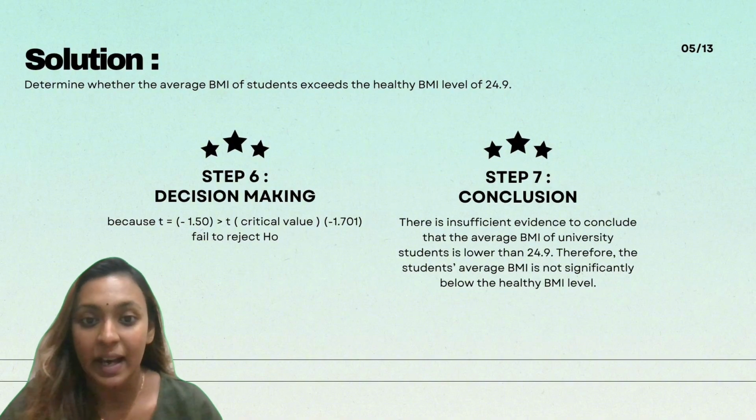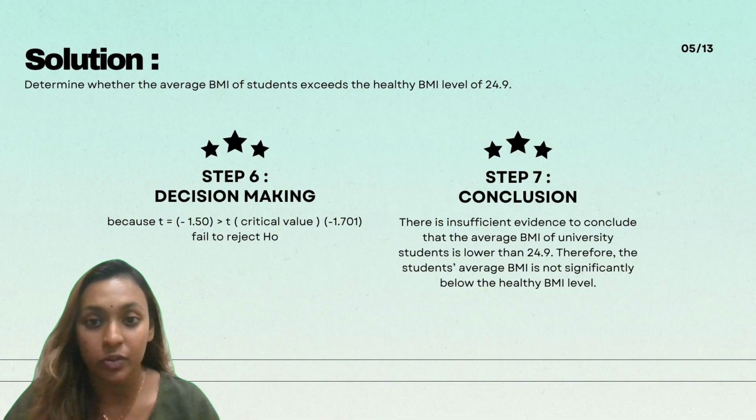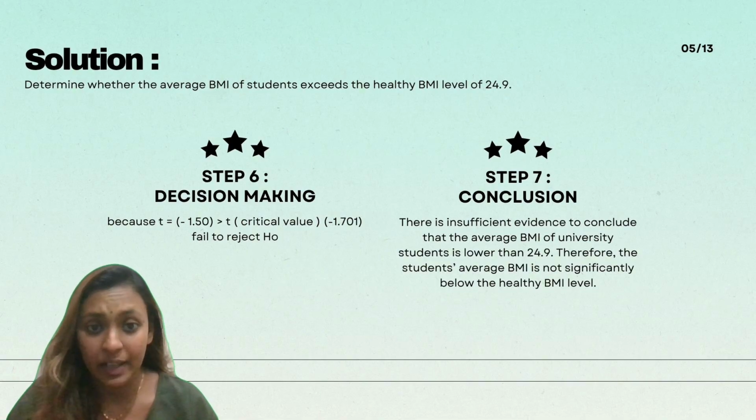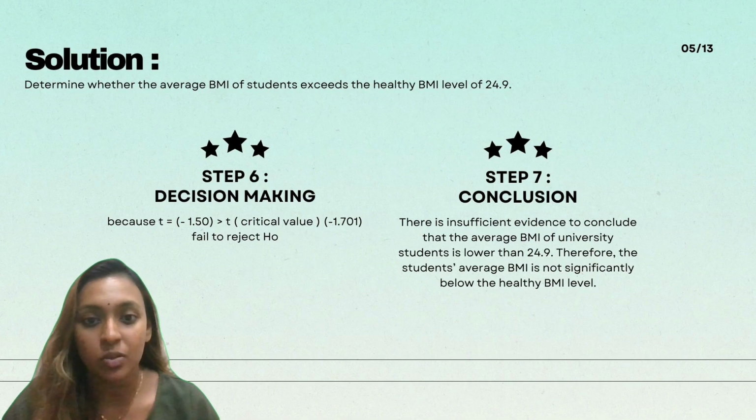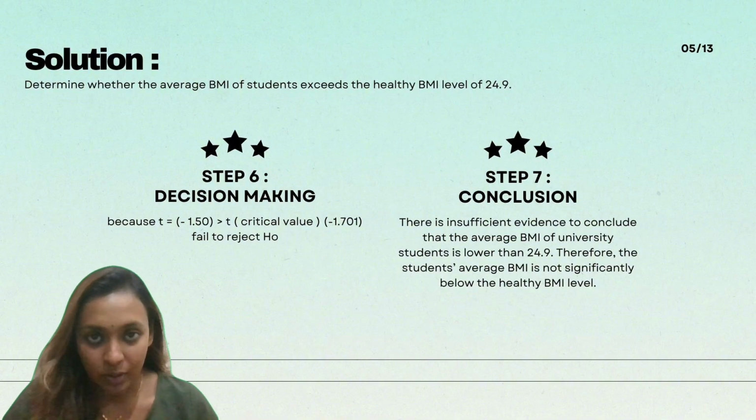In conclusion, there is insufficient statistical evidence at the 5% significance level to conclude that the average BMI of university students is lower than 24.9. Therefore, we cannot say that the students' average BMI is significantly below the healthy BMI benchmark. Based on the sample data collected, the average BMI does not differ significantly from the healthy BMI level of 24.9. That's all for case study 1.